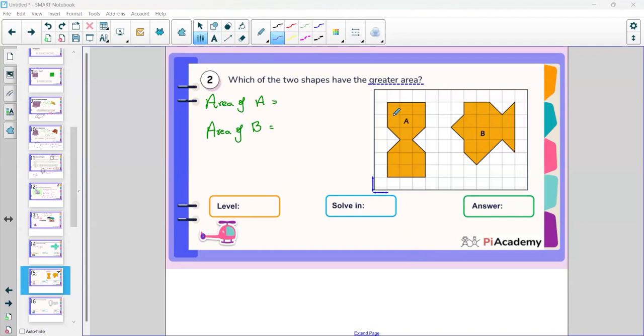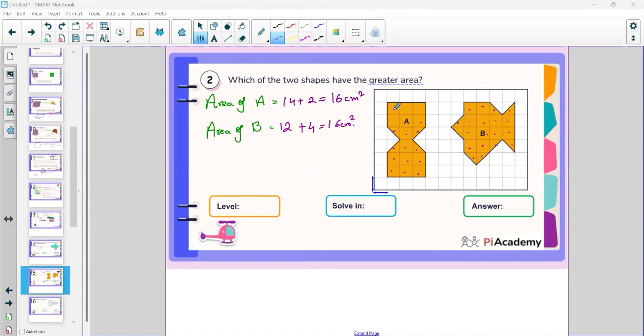If we pay close attention, shape A has 1, 2, 3, 4, 5, 6, 7, 8, 9, 10, 11, 12, 13, 14 full squares followed by 1, 2, 3, 4 triangles. Four triangles would make two squares. So 14 plus 2, which is 16 centimeters square, right? What about shape B? You got 1, 2, 3, 4, 5, 6, 7, 8, 9, 10, 11, 12. So 12 full squares plus how many triangles? 1, 2, 3, 4, and then 5, 6, 7, and 8. So 8 triangles means 4 squares. So 12 plus 4, which is how much? 16. Let us recheck. Is it 16 for shape B as well?